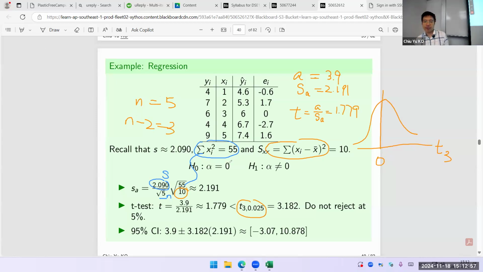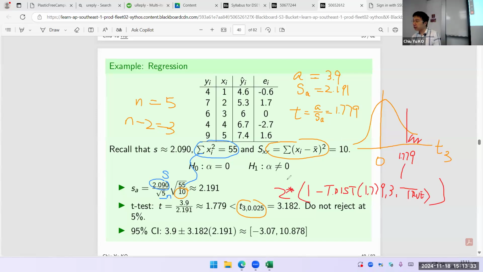What we're going to do is look at 1.779 and find the critical value or p-value. So do the p-value first. The p-value will be looking at this area times 2. So that will be T dot dist of 1.779 with 3 degrees of freedom, true, 1 minus that, times 2. That's the p-value.